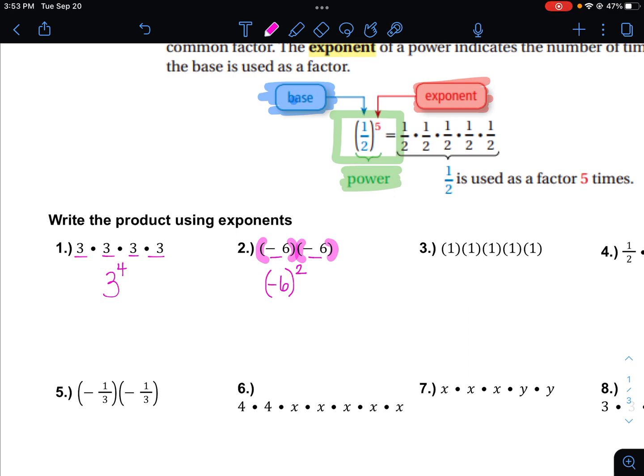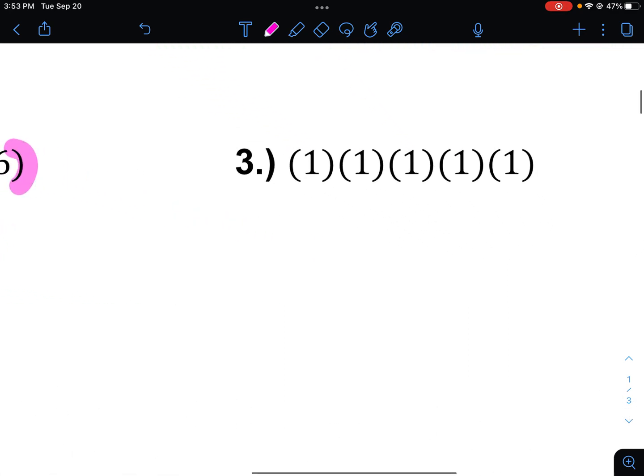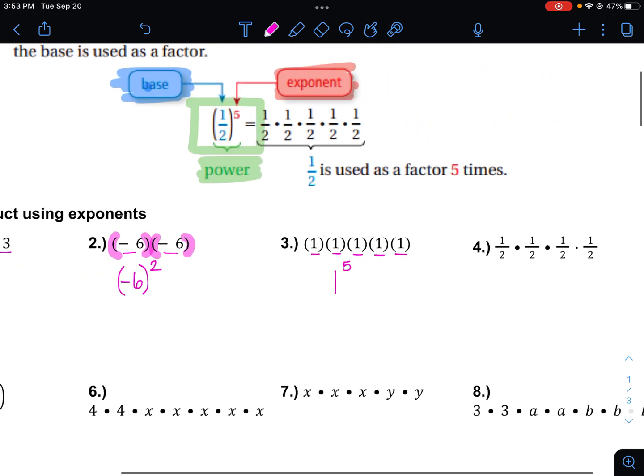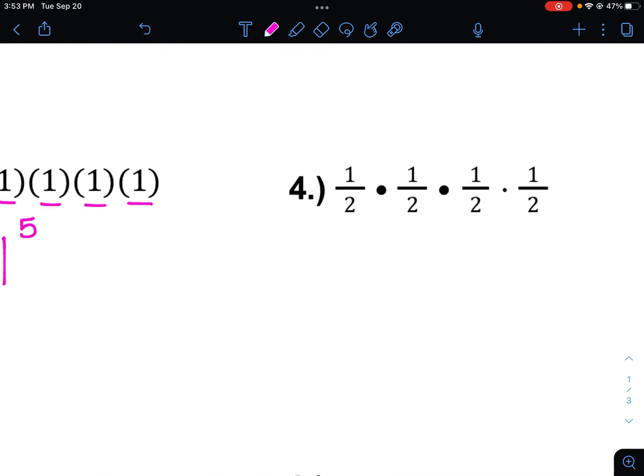You can take this 1 out of the parentheses, so you could write it as 1, 1, 2, 3, 4, 5 to the 5th. And you can do the same with or without parentheses with a fraction. So I'll do this one with, so we'll put 1/2 inside those parentheses, and I have 1, 2, 3, 4.